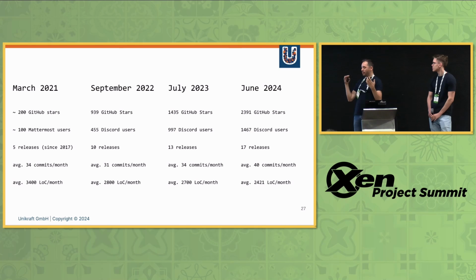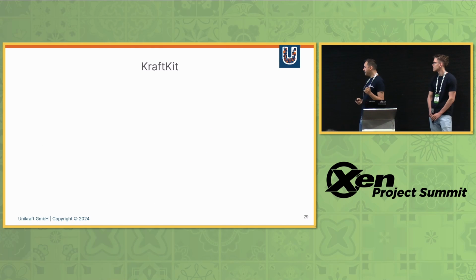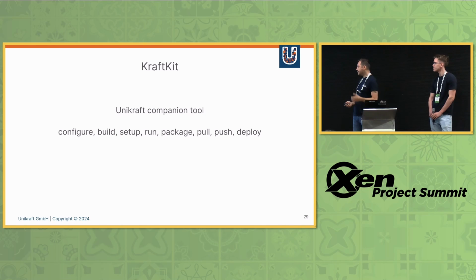We're talking now about security, re-architecting, refactoring, so a lot of work is now being placed on making this work properly. It's our star history, and as I said, the glue that keeps all of this together is the tooling. Apart from the kernel itself, we have CraftKit, we call it companion tool, that's able to configure, build, set up, run, package, pull, push, all the ops that you require with your typical deployment, now handled by CraftKit.